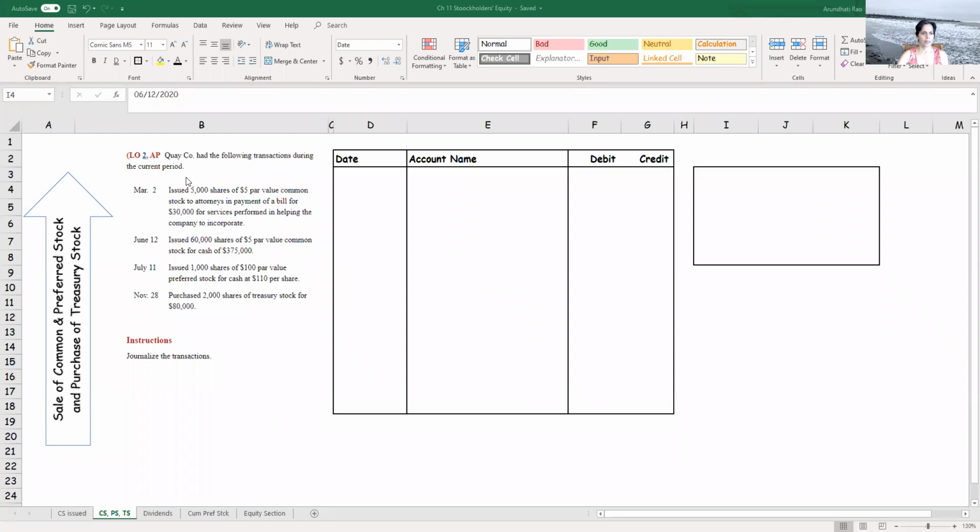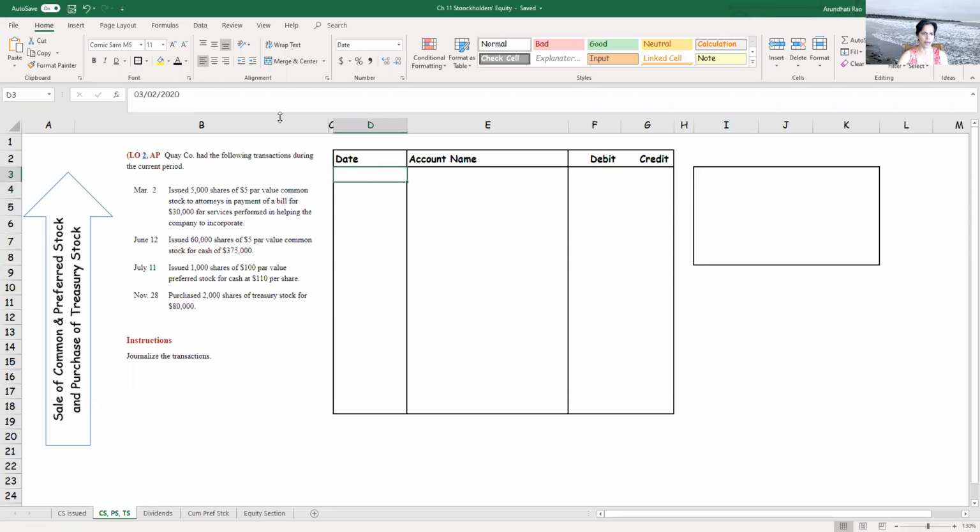Okay, so in this exercise, we have a company that had the following transactions. On March 2nd, they issued 5,000 shares of $5 par value common stock to an attorney in payment of a bill for $30,000 for services performed in helping the company to incorporate. So this is an example of a non-cash transaction. We received services. Instead of paying cash, we gave them shares. The par value is $5 each. And we're going to see how we do the journal entry for this one.